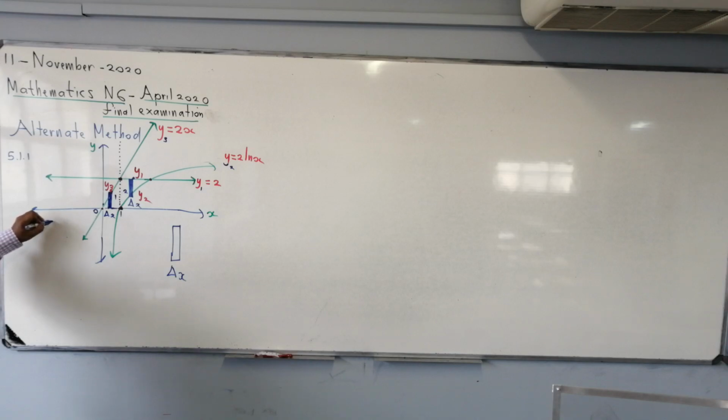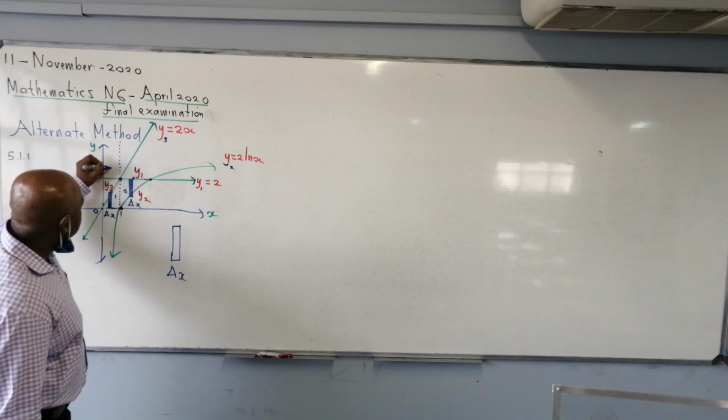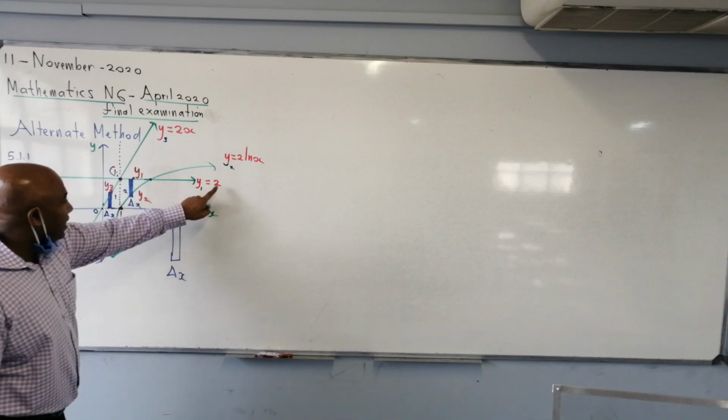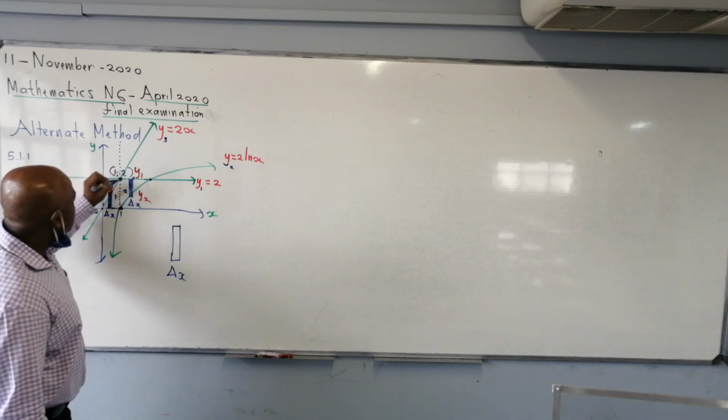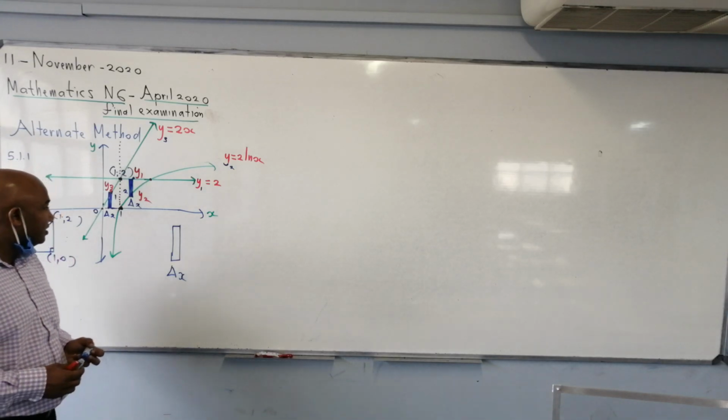From 0 to 1, this is the area that you have. If you look at it, there's my 0, there's my 1. I know here that if I look at this line here, it's x is equal to 1 here, and y is equal to 2. So that is 1, 0. This is 1, 2, and this is 0, 0. This is a right angle triangle.